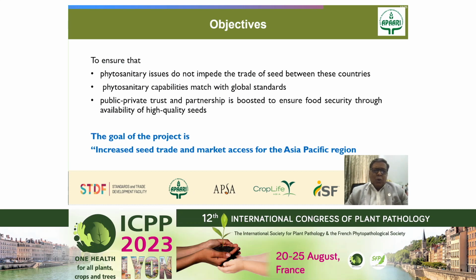Now, the goal of the project is increasing seed trade and market access for the Asia Pacific region. And hence the objective is to ensure that phytosanitary issues do not impede the trade of seed between these countries. Phytosanitary capabilities match with global standards, and public-private trust and partnership is boosted, which is very crucial to ensure food security through availability of high-quality seeds.